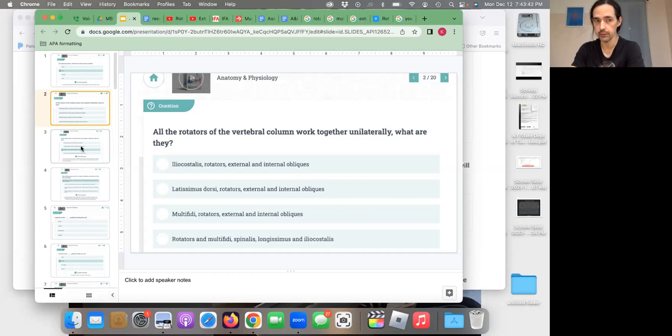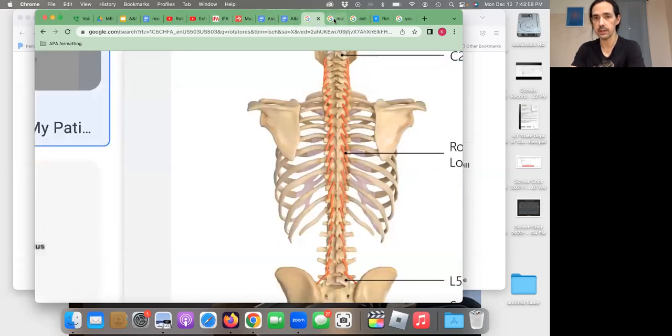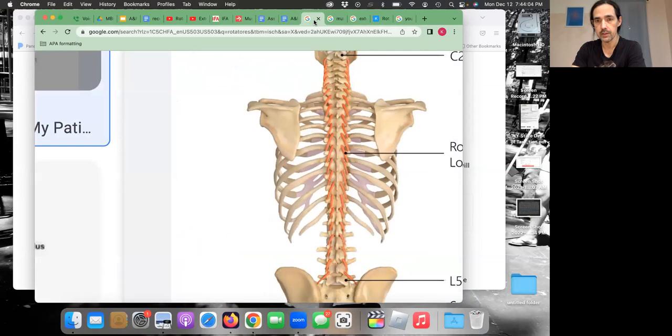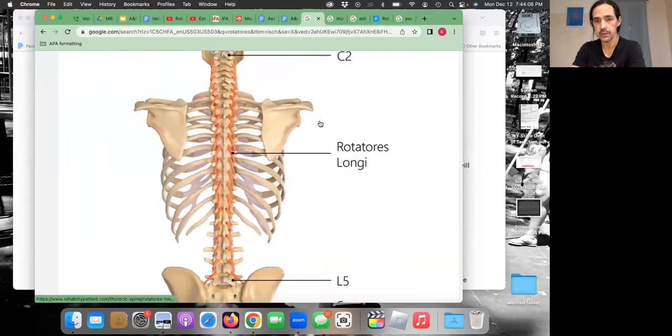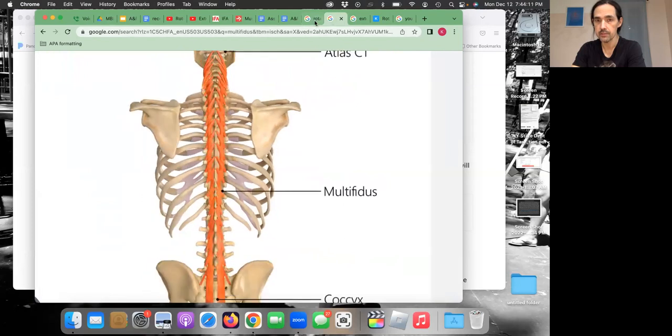Raise your hand if you got it right. Excellent. Because there is room to learn something. So the multifidi and the rotatores are basically the same structure. They're just in slightly different places. So these are the multifidus muscles. And these are the rotatores, or the rotators, right? See how similar they are?